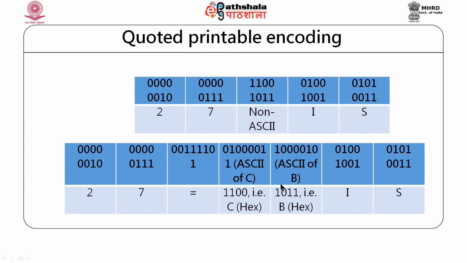So, what does it do? It will convert this into C and this into B and precede it by an equal sign, indicating that this is converted. So, instead of one character, we convert that into 3 characters. So, this method is good only if very few characters are non-ASCII.